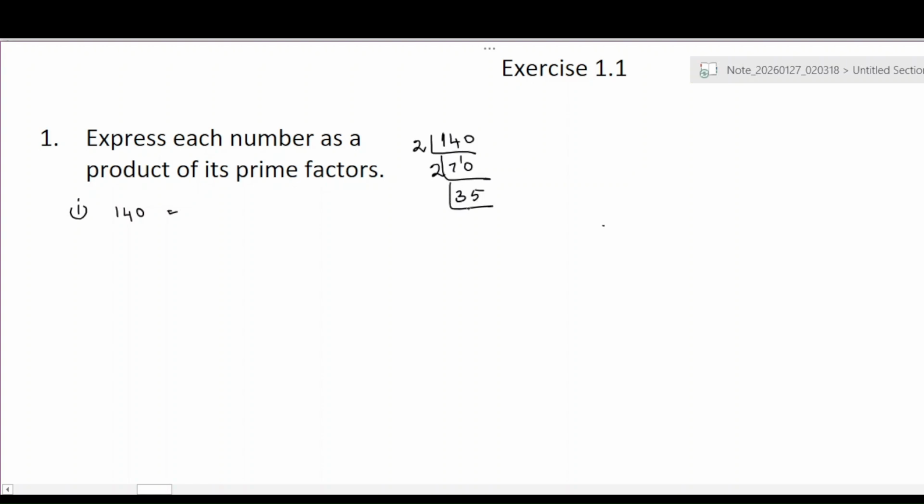This number ends with 5, so we can divide it by 5. So 7 fives are 35. 7 is a prime number, so it will go once. So the factorization is 2 into 2 into 5 into 7. We can write it as 2 squared into 5 into 7. Okay, next number, 156.